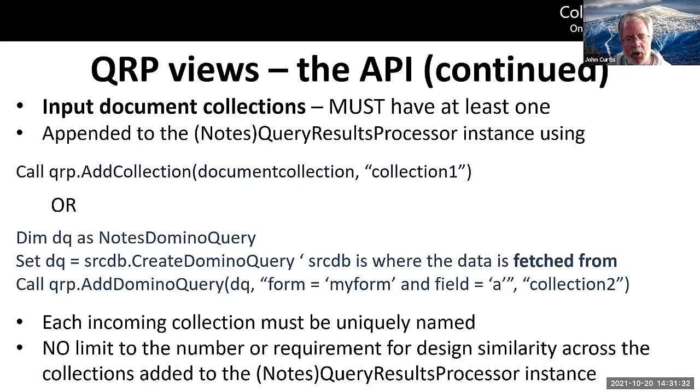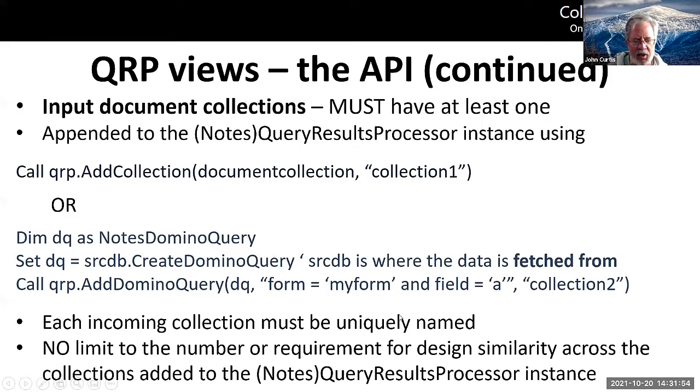But the add domino query actually uses a domino query, a DQL syntax to come in here. So it creates one of those and then adds that and gives you the query to actually run as part of the add domino query. And the last argument on the right there is collection 2. You see, that's also the name.